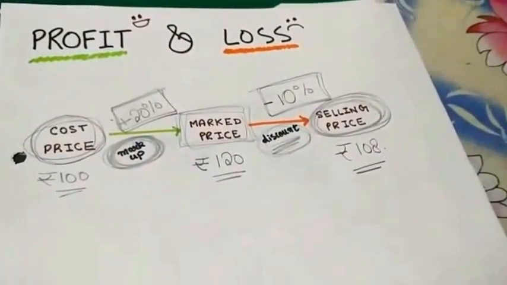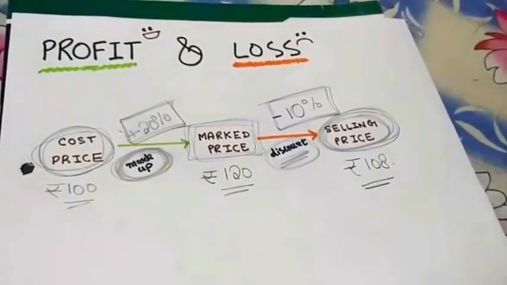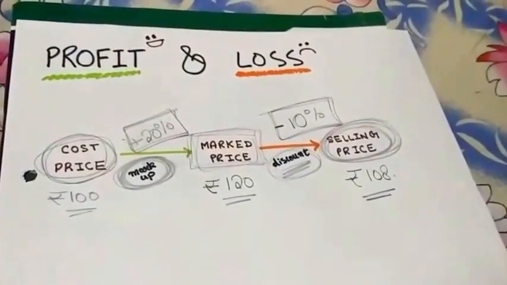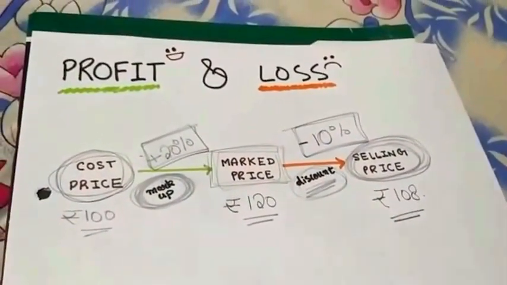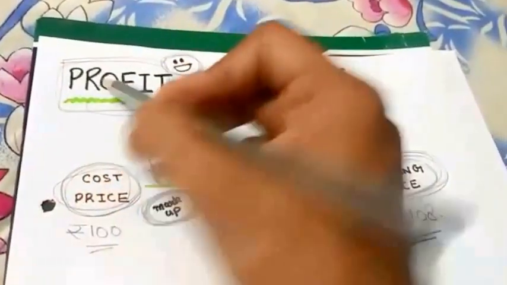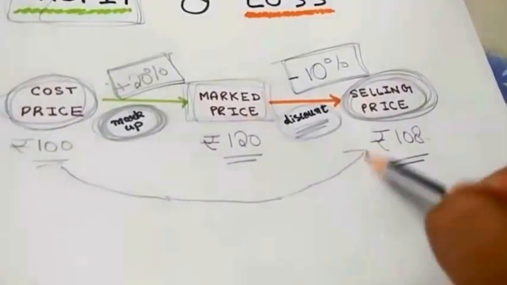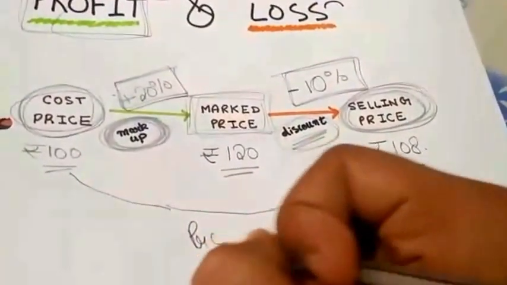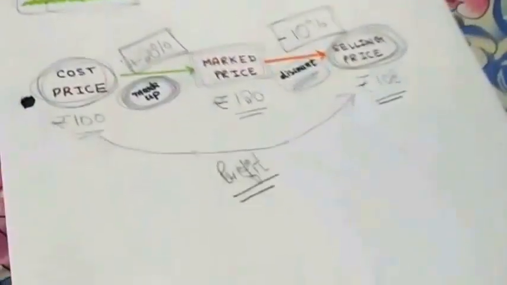Now we've analyzed the situation, and as you can see, the selling price is 108 rupees and the cost price is 100 rupees. So the seller is actually earning some money. That seller would be happy, right? He'd be having a profit. When we go from 100 rupees cost price to 108 rupees selling price, there would be a profit, because the seller would be earning some money.